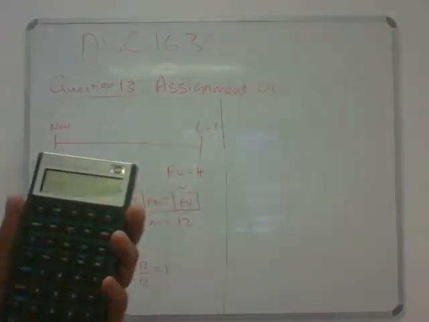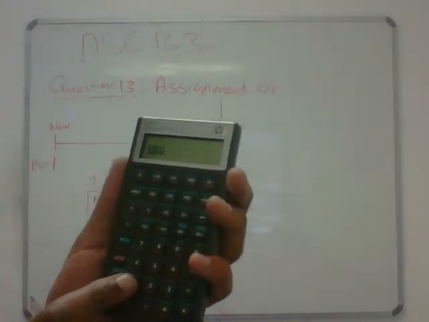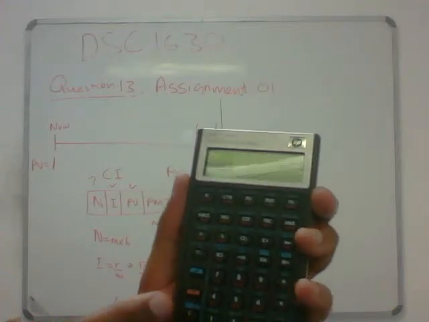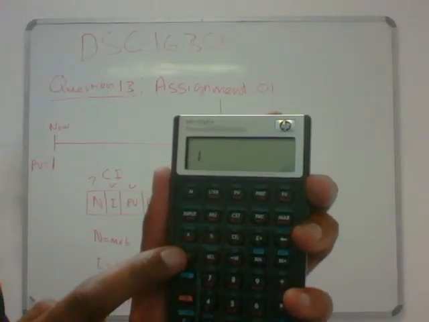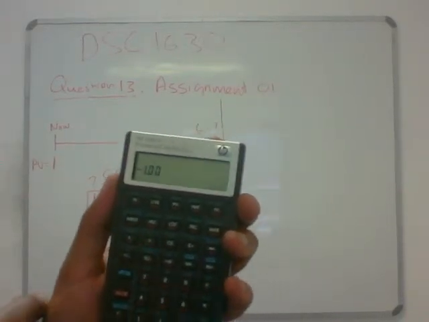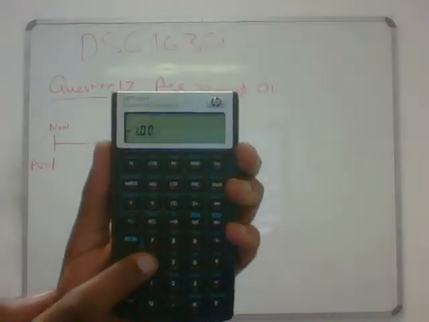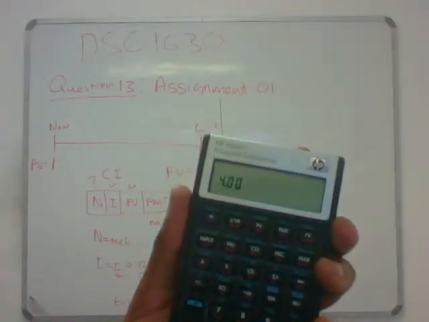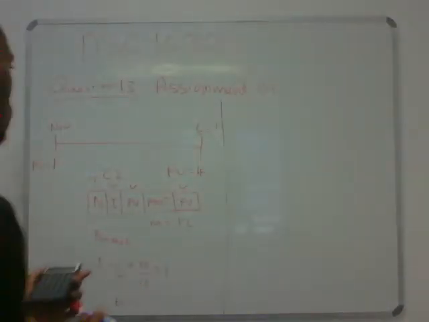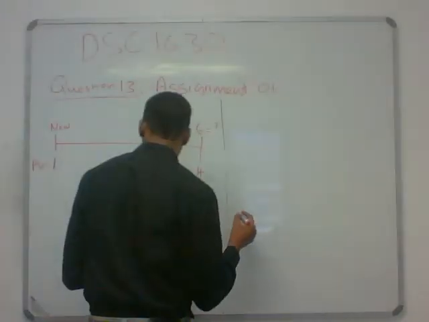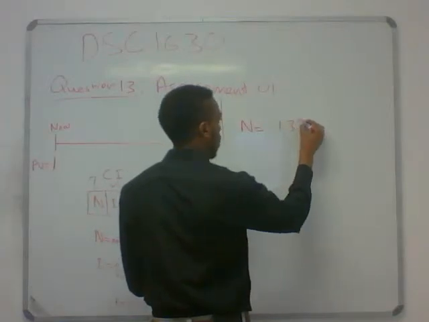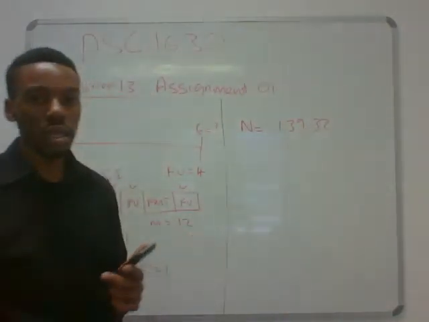Then from there, put in the values. 12 is your I. Then your present value is 1, but since it's a present value, you press this plus or minus button, so that becomes negative present value. Then your future value is 4. What are we looking for? N, so we just press N. So N is equal to 139.32. So this is 139.32 months.